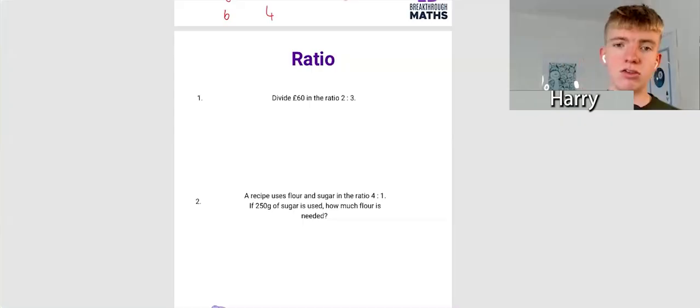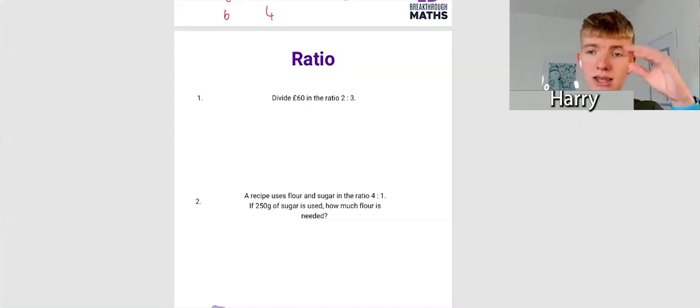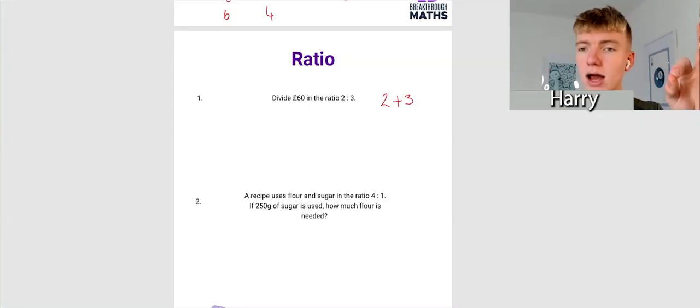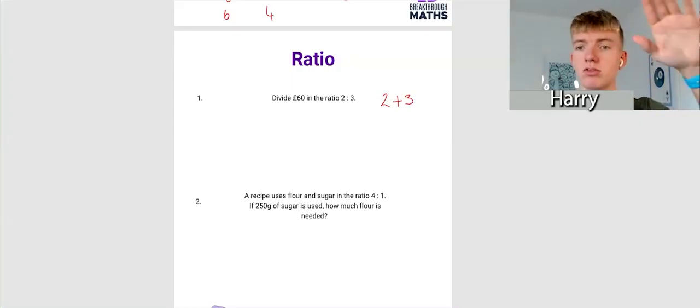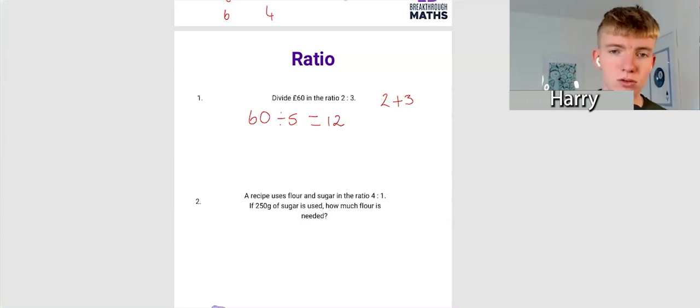So we're asked to divide £60 in the ratio 2 to 3. So whenever we get this, if we're given a total and we're given a ratio and we're asked to split it into that ratio, all we have to do is add up that ratio. So that's exactly what I'm going to do. Add up this ratio, 2 plus 3, and divide that into 60. So 60 divided by 5. Hopefully you guys would be able to tell me that that is 12. Okay. Now that we've got to this position, all we have to do is put it back into the ratio. Our ratio is 2 to 3.